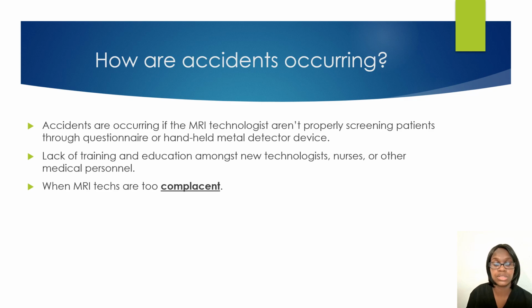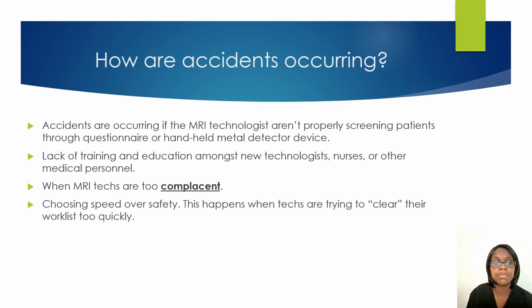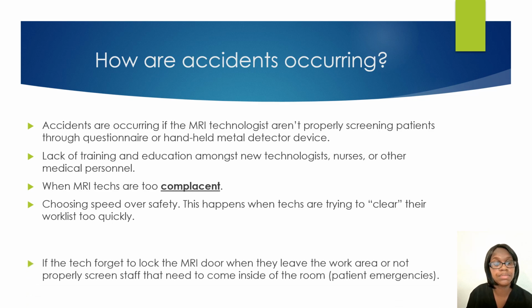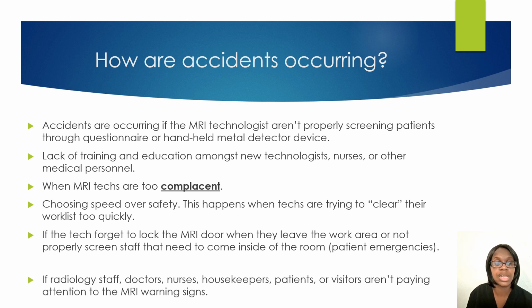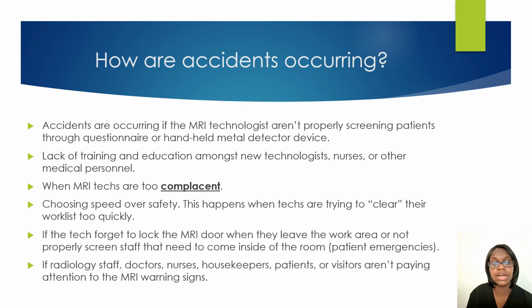When an MRI tech is too complacent, choosing speed over safety, meaning when techs are trying to clear their work list too quickly, they may forget to lock the MRI door whenever they leave for a second. If they need to use the restroom or if they want to grab lunch, make sure you are locking that MRI door. Bring that key with you. If you work in a hospital where you have to have a badge to get in, still make sure the door is locked. If radiology staff, doctors or nurses, housekeepers, patients, or visitors aren't paying attention to the MRI warning signs, this can cause accidents as well.